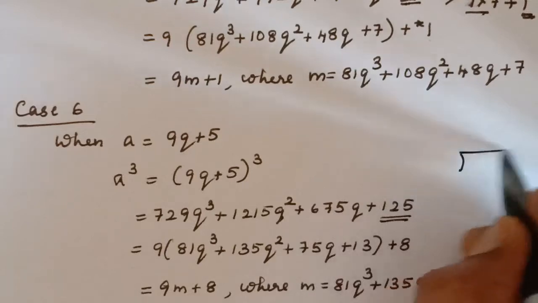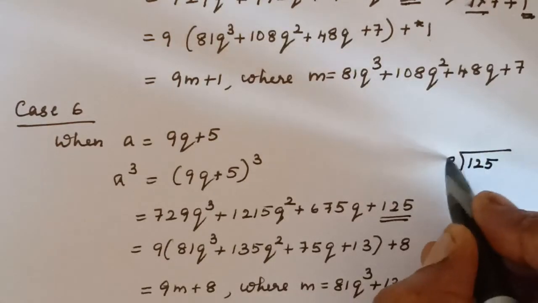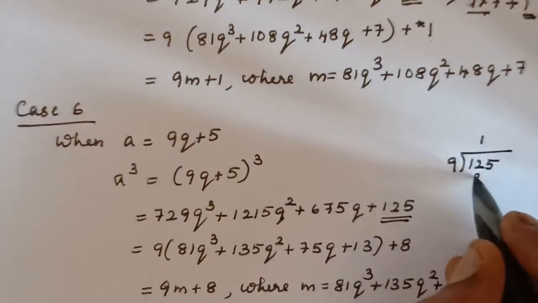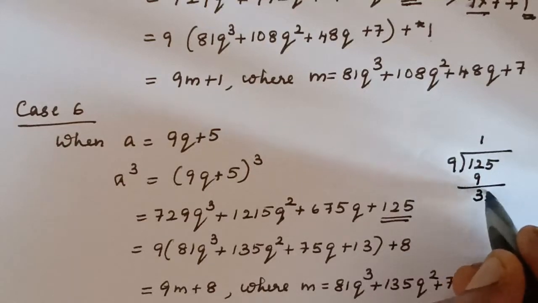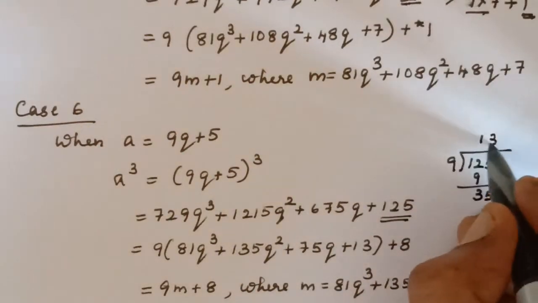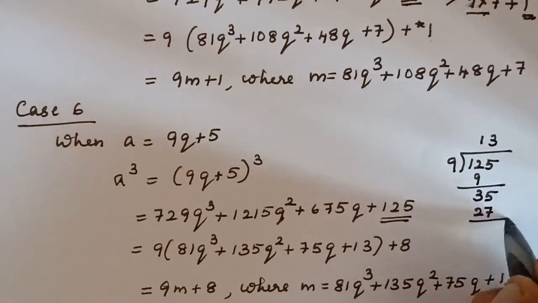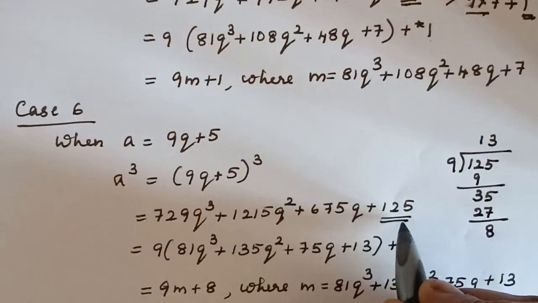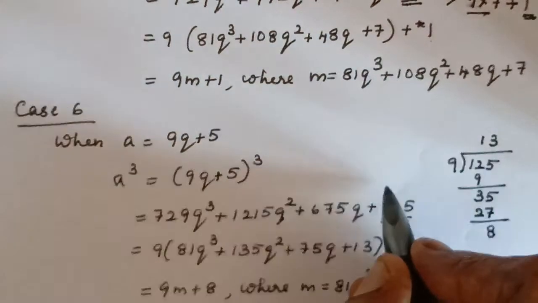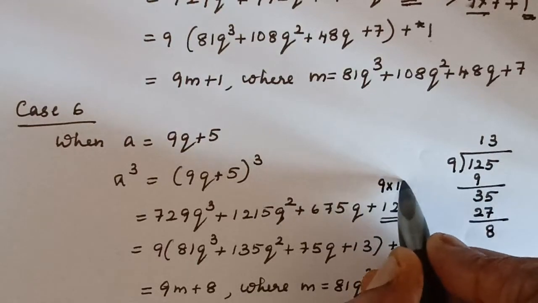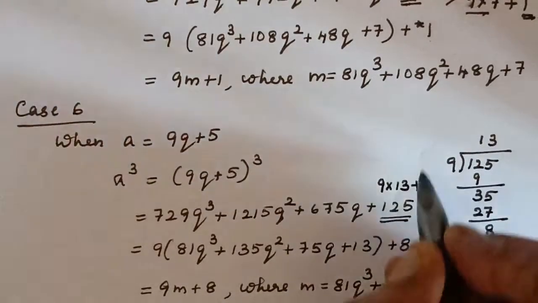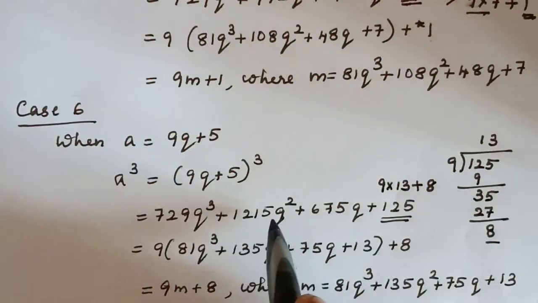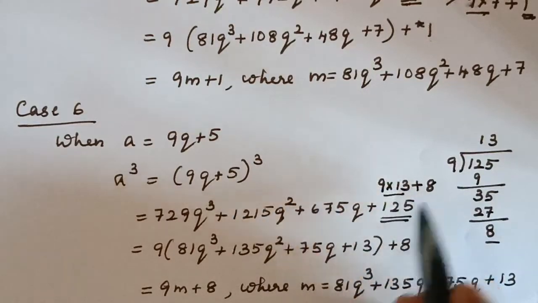So we will divide 125 by 9. You will get 1 time 9, 35, 3, 27. When you subtract, you will get it as 8. So this 125, we will split it as 2 terms. That is 9 into 13 plus remainder 8. So now you got 5 terms. 1, 2, 3. This is our fourth term and this is our fifth term.